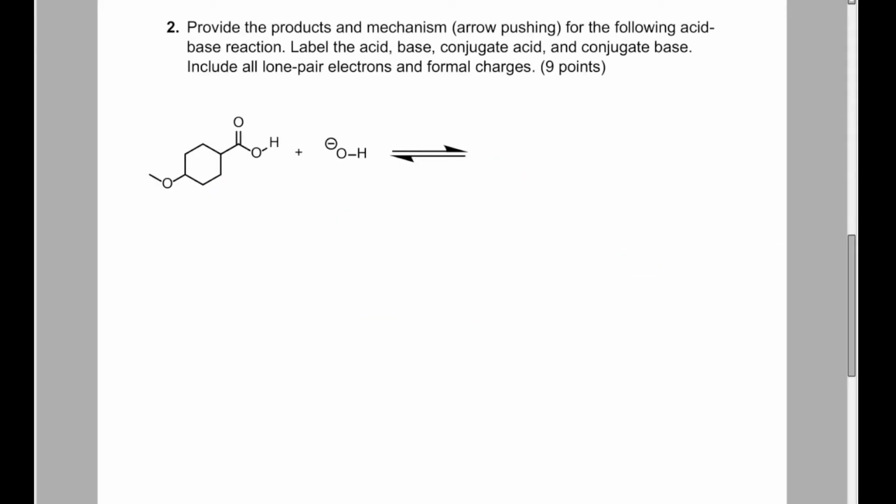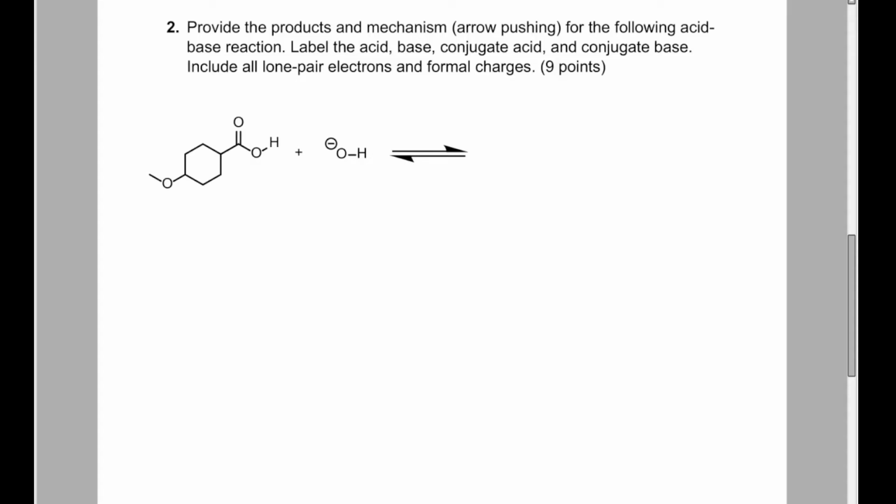2. Provide the products and mechanism, arrow pushing, for the following acid-base reaction. Label the acid, base, conjugate acid, and conjugate base. Include all lone pair electrons and formal charges. So I think the first thing we should probably do in this problem is label the acid and base.